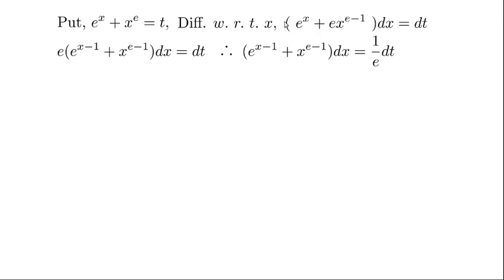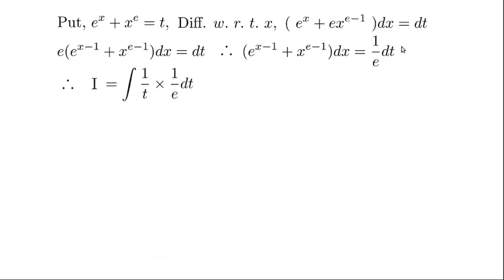When we take e outside, we have to divide by e. So it gives e raised to x minus 1 plus x raised to e minus 1 dx equal to dt. Now cross multiply this e, and we get x raised to e minus 1 plus e raised to x minus 1 dx equal to 1 upon e dt.